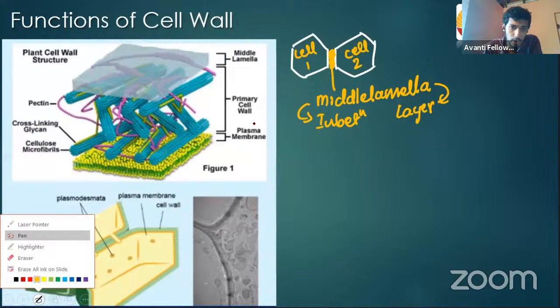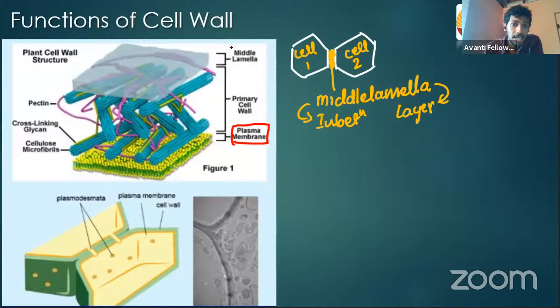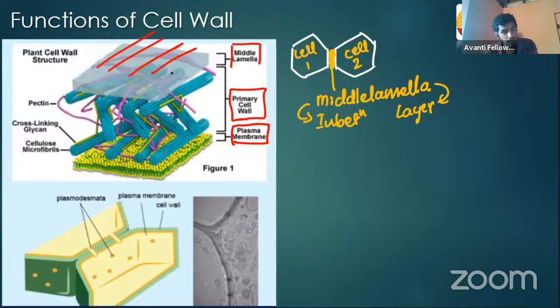Plasma membrane is here, of the first cell. Cell wall is here, primary cell wall, right? Middle lamella is here. After the middle lamella, you can find another cell wall and the plasma membrane of the other cell. Okay.